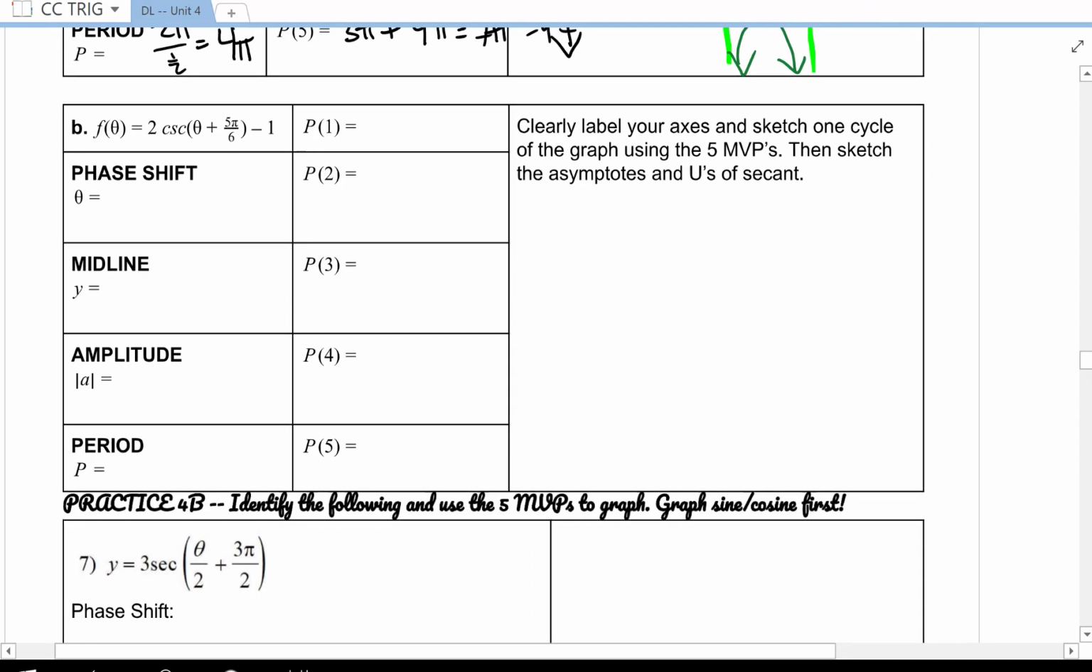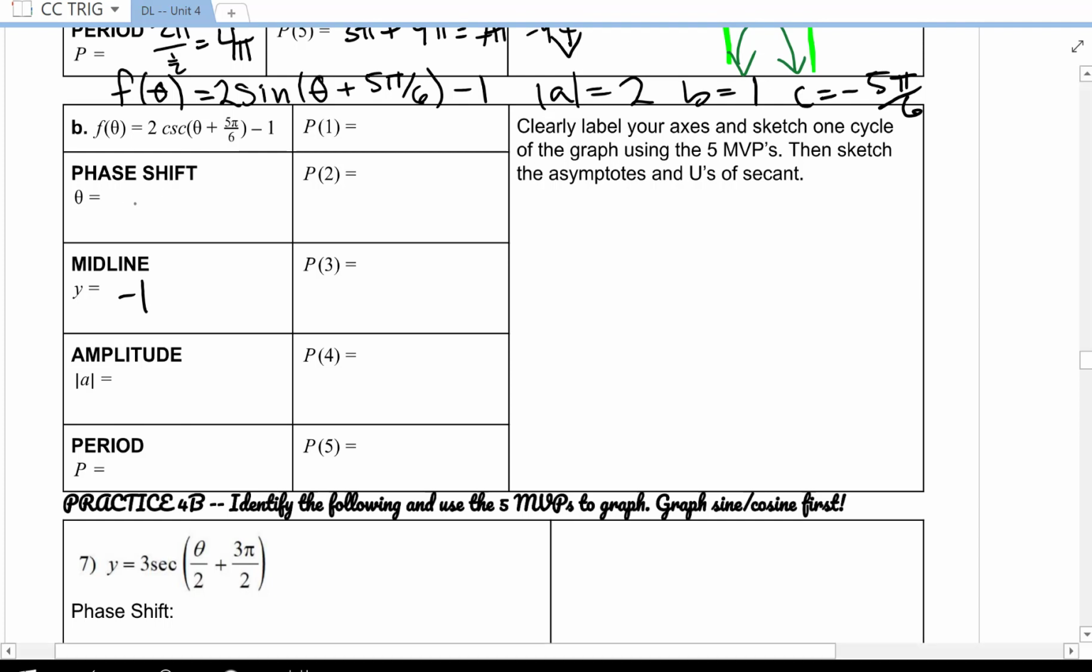Okay, our last one. We're going to graph the corresponding sine graph, since this is cosecant: 2 sine of theta plus 5 pi over 6, minus 1. Okay, absolute value of A is 2, B is 1, C is, again, remember to change the sign, negative 5 pi over 6, and we do have a vertical shift, which is negative 1. Ooh, we got lots of crazy stuff going on.